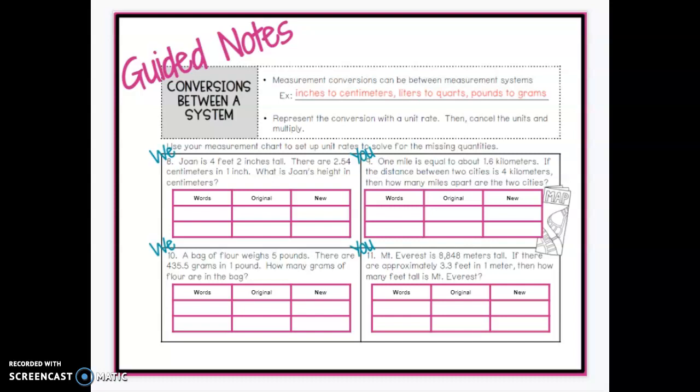Okay, welcome to our last section of guided notes with measurement conversion before you have your independent work. All right, conversions between systems. Measurement conversions can be between measurement systems. For example, inches to centimeters, liters to quarts, pounds to grams. So we can go from one measurement system to another.